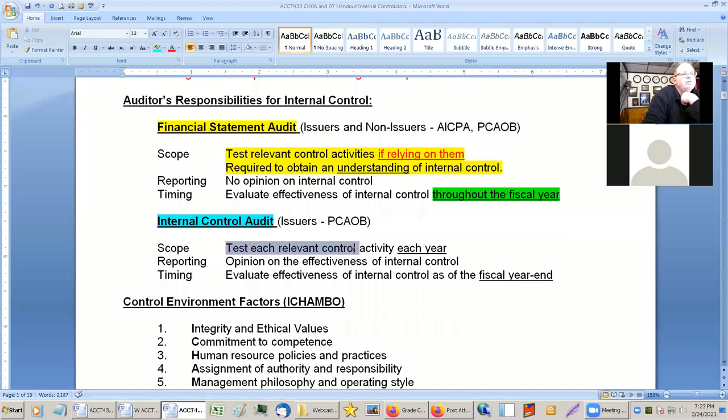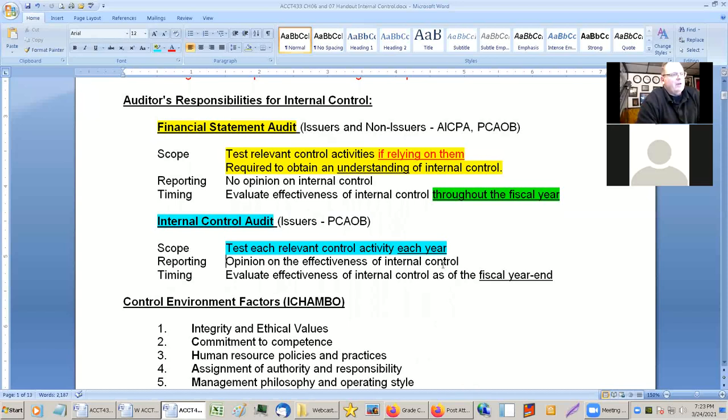So the scope must test each relevant control activity each year. So you only need to test them for the financial statements if you're going to rely on them. Internal control audit is different. You're going to make an evaluation of their internal controls. You have to test the relevant control activities every single year. There is no, we're not going to rely on them or anything like that.